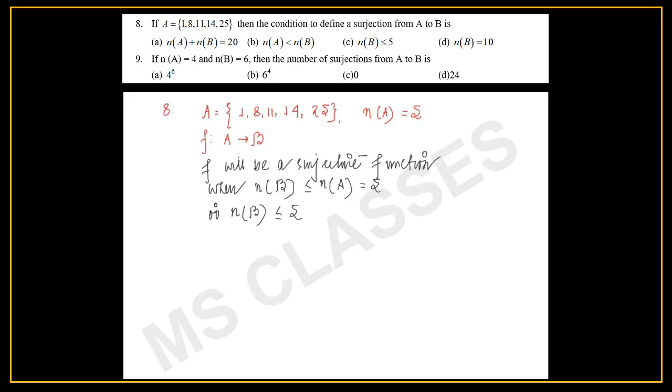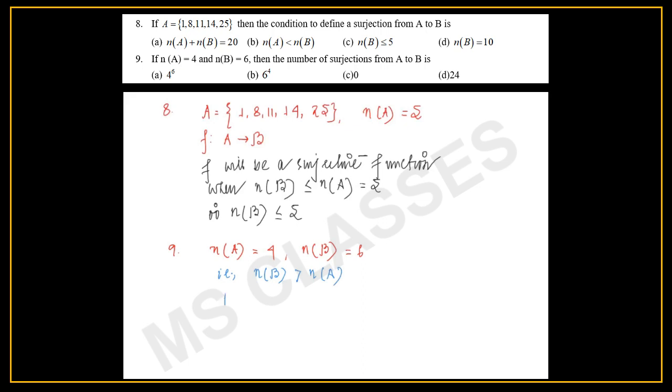Now, next we take question number 9. Question number 9 is quite similar to the concept you have done just now. Here it is given that set A has cardinal number 4, obviously a finite set, and B is also a finite set with cardinal number 6. That is what we understand here: n(B) is greater than n(A). Since n(B) is greater than n(A), no surjection is possible.